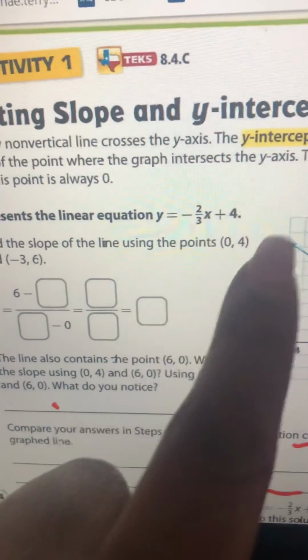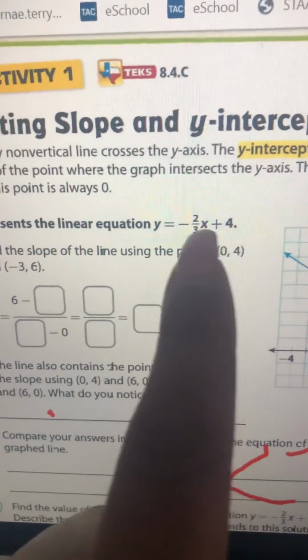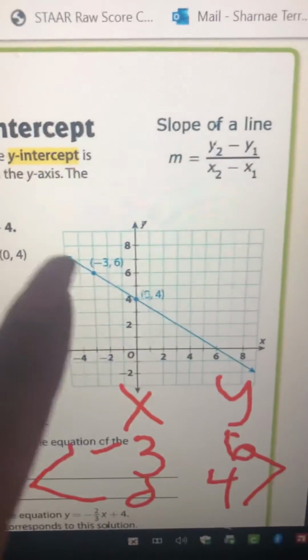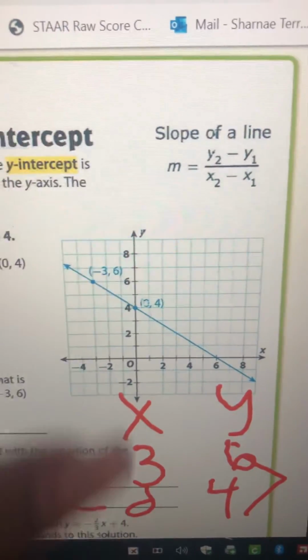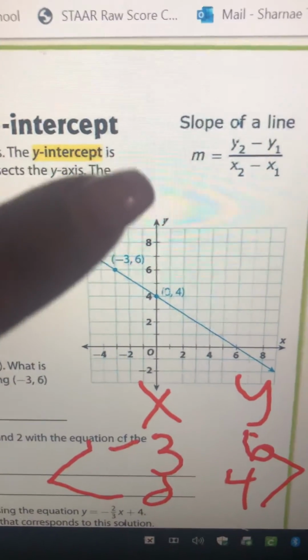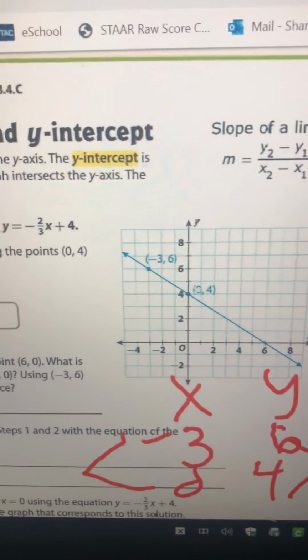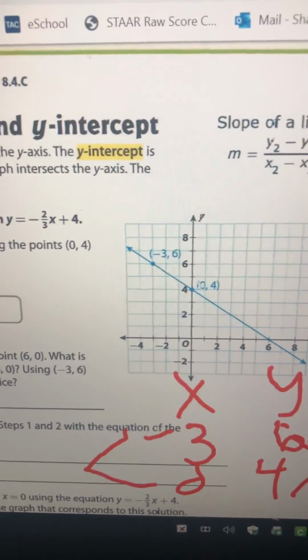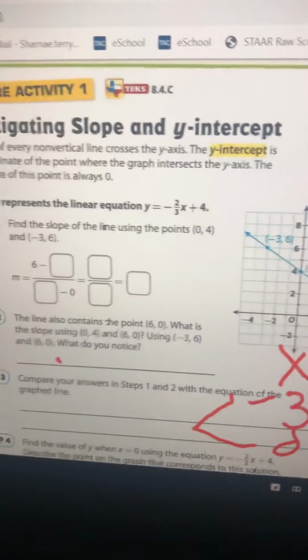Now, this +4 represents your y-intercept. Your y-intercept is where your line touches the y-axis. So remember, your y-axis goes up and down, up and down. So you just take your finger and go up, and it touches at 4. What type of 4? It's a +4, okay? So you put +4 right here, and now you have your equation.